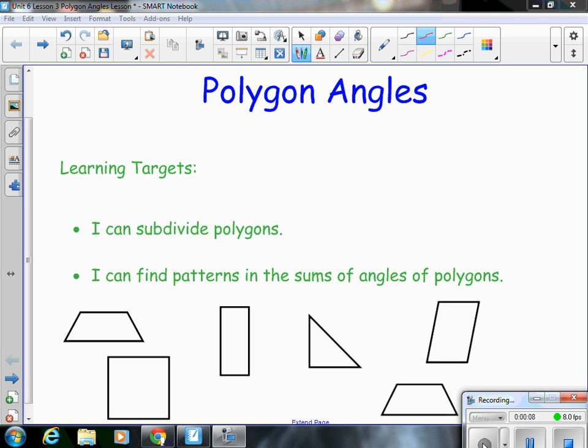Our learning targets for today's lesson are: I can subdivide polygons. I hope that you hear the word divide in subdivide, and that will help you when we come to that part later in the video. I can find patterns in the sums of angles of polygons. Remember, sum means to add, so we're going to be adding up angles in polygons.